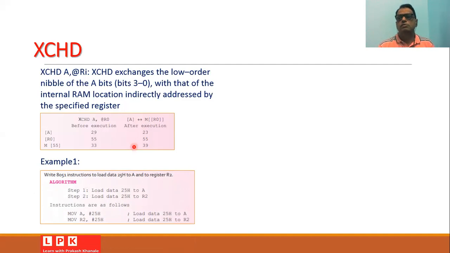These data transfer instructions we need to make use of in simple assembly language programs. Say, for example, we have been given a task to write the instructions to load the data 25H to the accumulator and to the register R2. Then we can write two instructions: MOV A, #25H and MOV R2, #25H. Observe that there should not be any space over here, even though you may see a space; while typing the program, you need to see that there will not be any space.